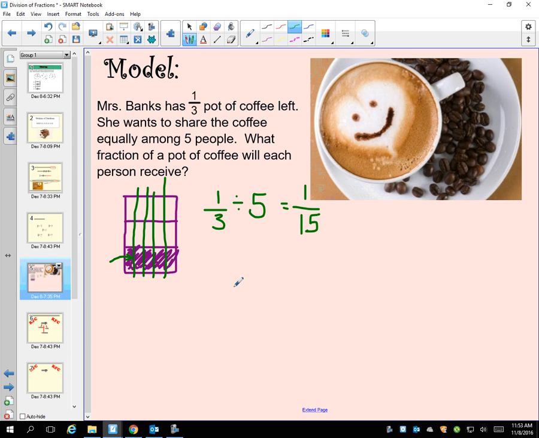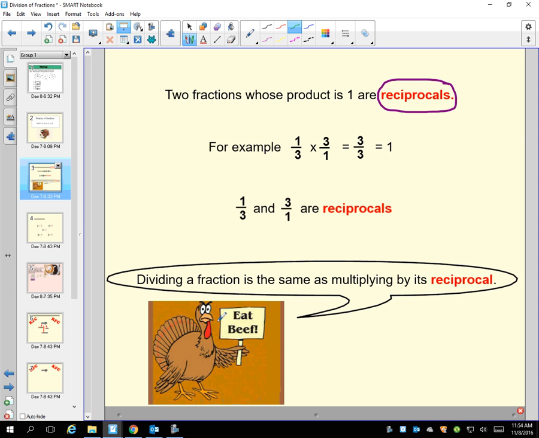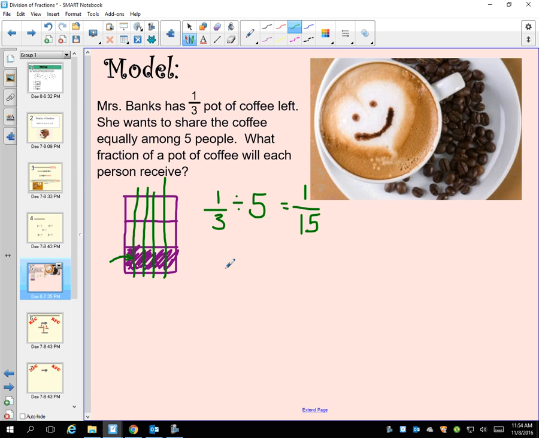All right, so let's talk about how we would do this without a picture, without a model. When we divide fractions, like if we go back and look at our turkey here, dividing a fraction is the same as multiplying by its reciprocal. Well, this is 5 wholes, and written as a fraction, I know it's 5 over 1. So my reciprocal of 5 over 1 is 1/5, 1 over 5. Now I have a multiplication problem.